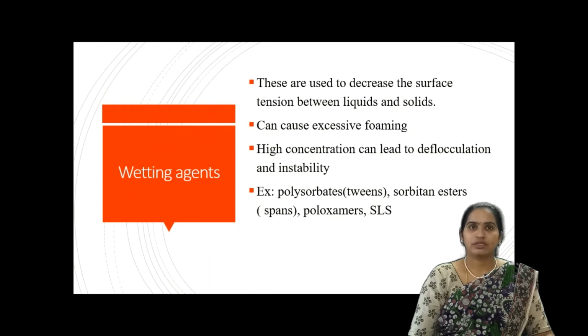Next, wetting agents. Wetting agents are used to decrease the surface tension between liquids and solids. By decreasing the surface tension, these can cause excessive foaming. And if wetting agents are used in high concentration, they may lead to deflocculation and instability due to the sedimentation of solid particles. Examples of wetting agents used in pharmaceutical aerosols are polysorbates (Tweens), sorbitan esters (Spans), poloxamers, and sodium lauryl sulfate.